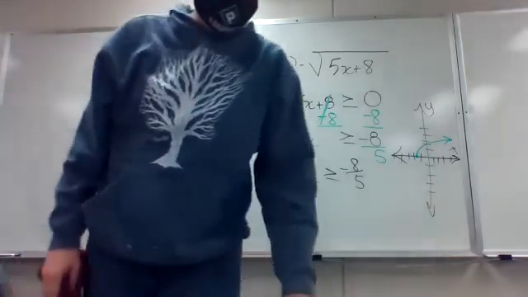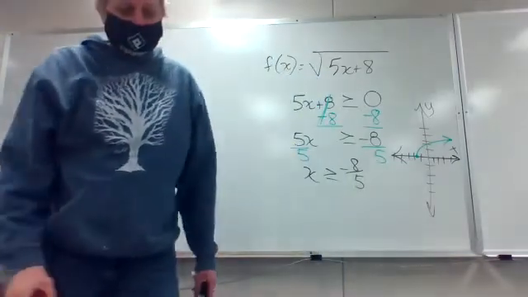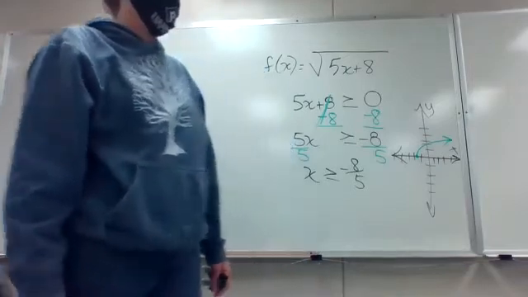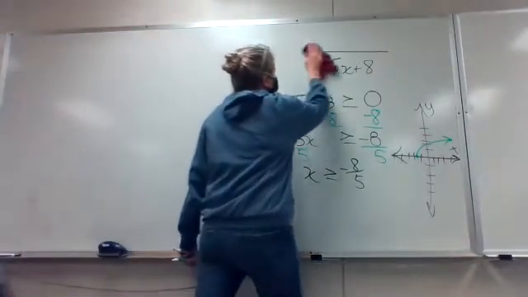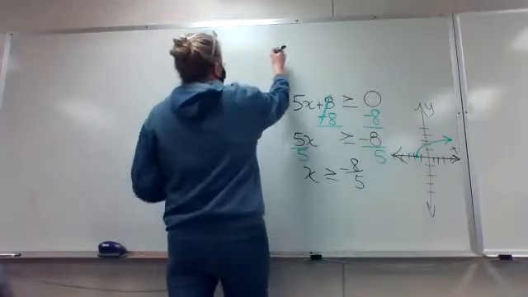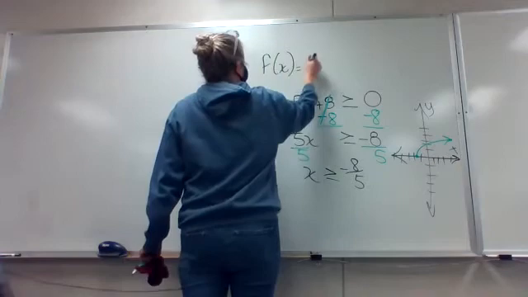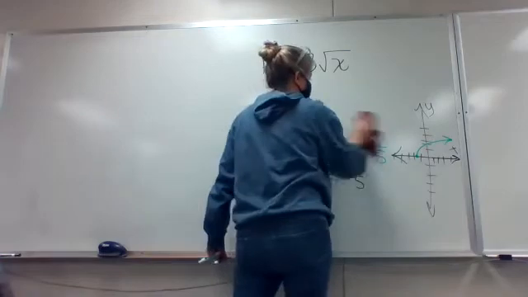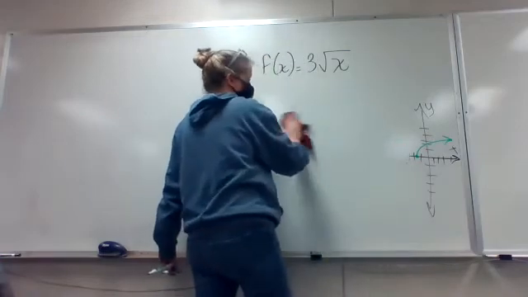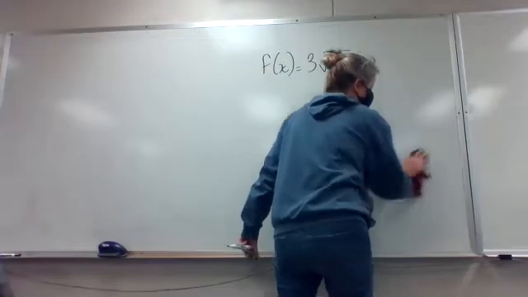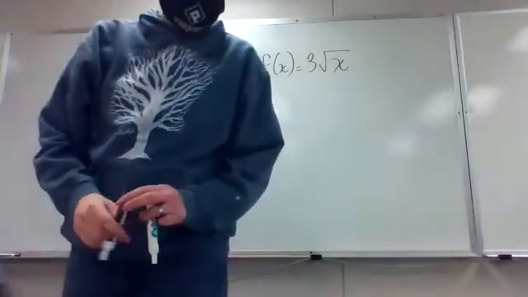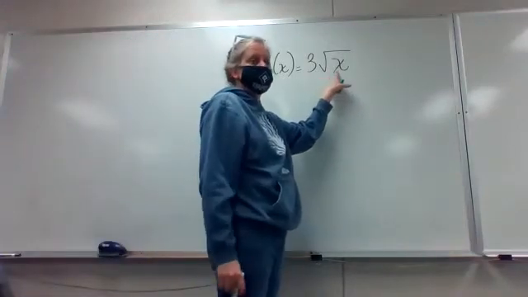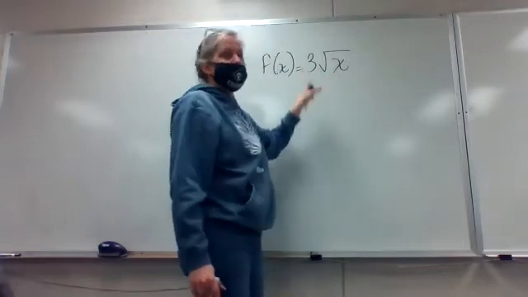Okay, so number 2 says to graph the function f of x equals 3 times the square root of x. So what's the domain of this one? Where is it going to start? X it's going to start at the 0, right? X has to be greater than or equal to 0. This is going to make it steep.